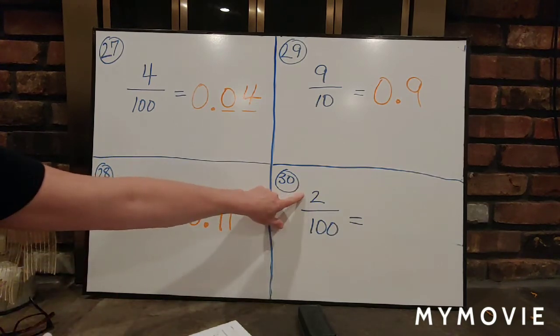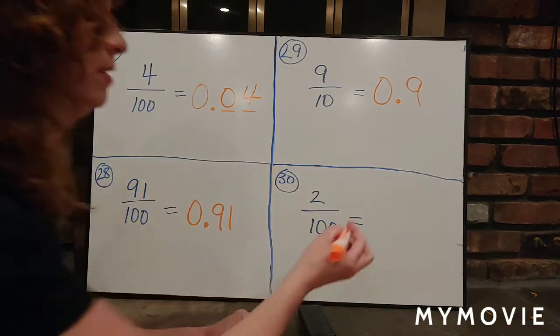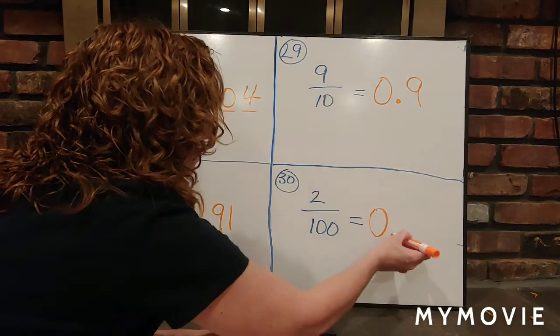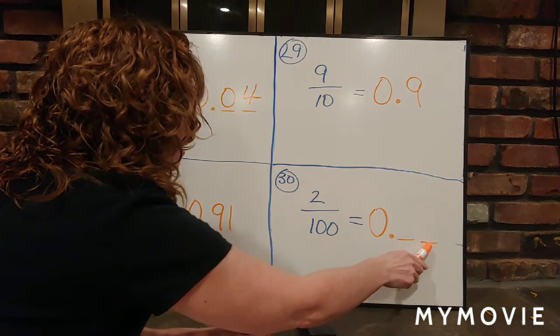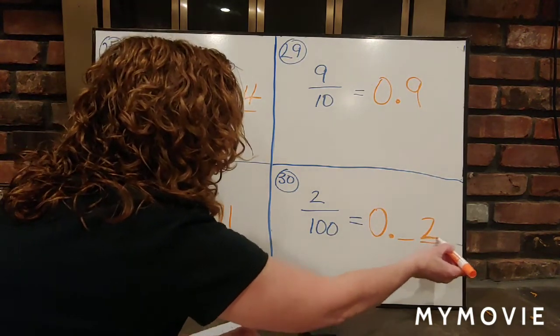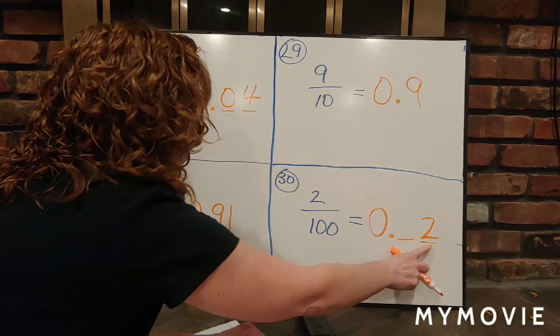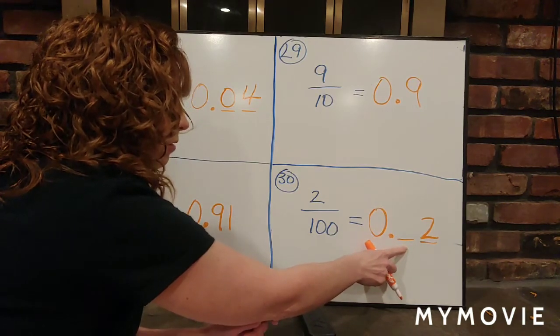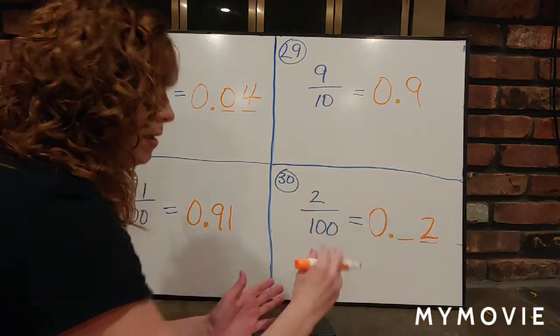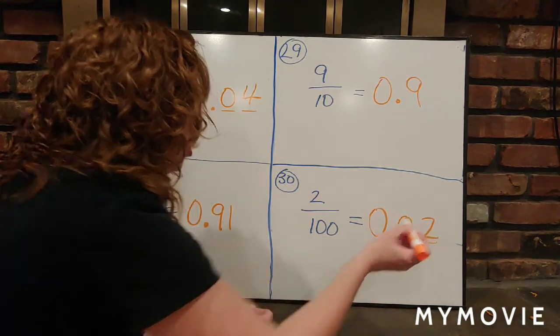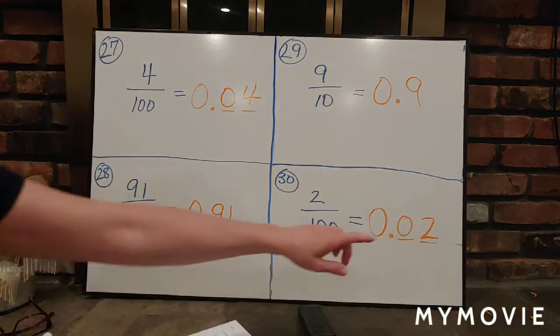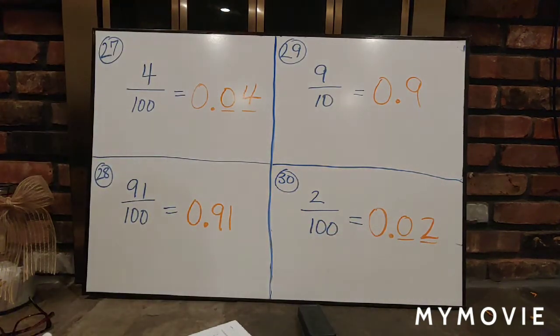And then we have 2 hundredths. So we have 0 in the ones column. And now remember, 2 columns. This is the tenths, this is the hundredths. So the 2 is going in the hundredths column. So what are we going to put here? We can't just leave it blank because otherwise that would turn into 2 tenths, right? So we're going to put a 0 to show that there's nothing in the tenths column, but there's a 2 in the hundredths column. All right, so that's questions up to 30.